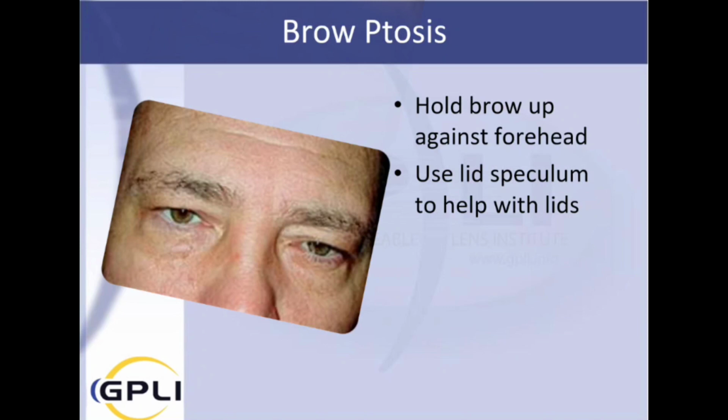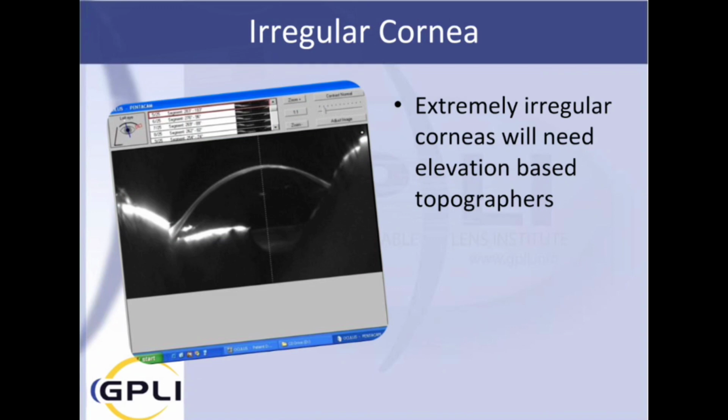When a brow ptosis occurs, place a hand on the forehead and lift up the eyebrows to get them out of the way for the topographer. A lid speculum may also be helpful with the eyelids. When the cornea is extremely irregular, a placido-based topographer may not capture an image, and an elevation-based topographer may be necessary.